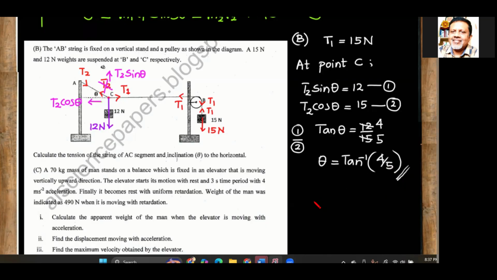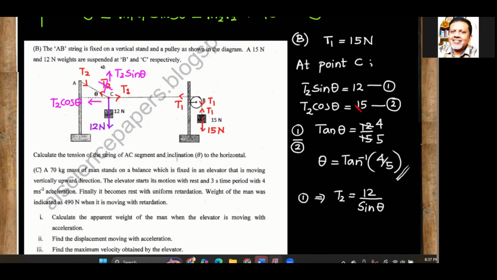That's the answer. Okay, so that is the direction, but we haven't calculated the tension yet, right? T2. So T2 should be, from equation 1, we can subject the tension T2 as 12 divided by sin theta.